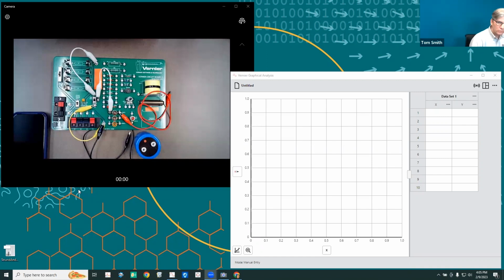So on the circuit board, what I have, I'm actually going to be using, no, I forgot my power supply. Hang on just one second.